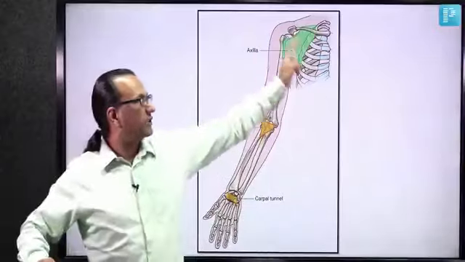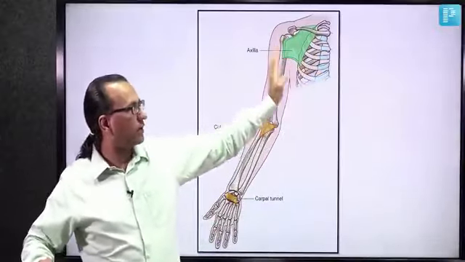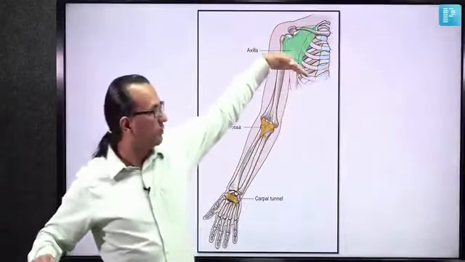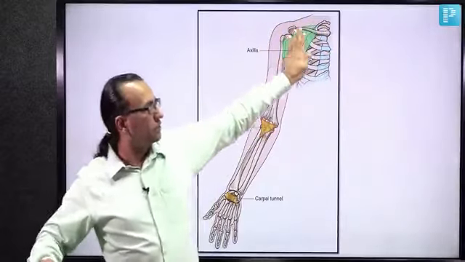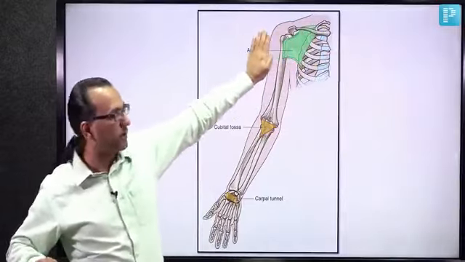When we describe the axilla, it is a pyramid-shaped area which is having the anterior wall, posterior wall, lateral wall, and the medial wall. There's a base, and then there is an apex also. Let us look at the anterior wall, which is basically the pectoralis major and the pectoralis minor on the cover of that.